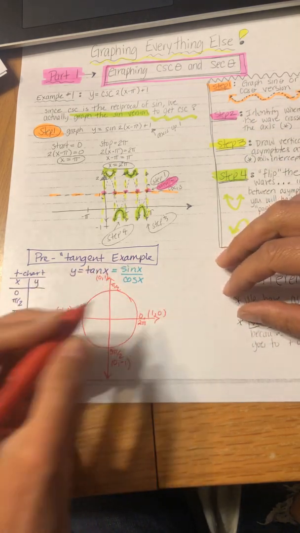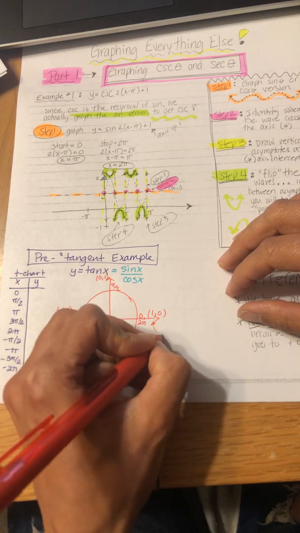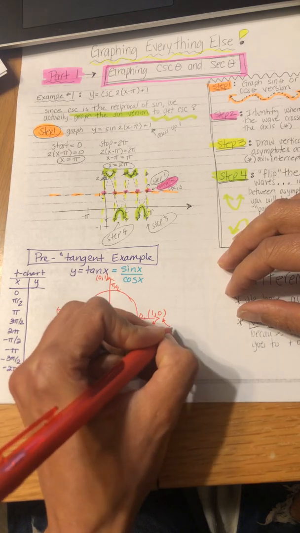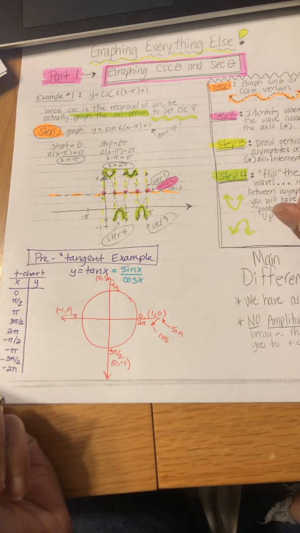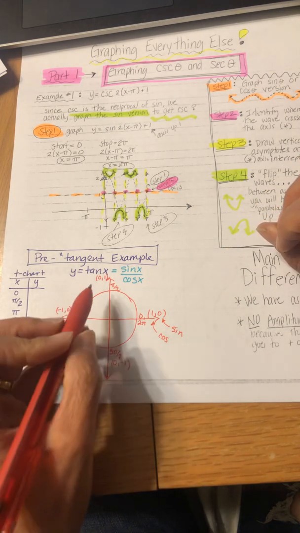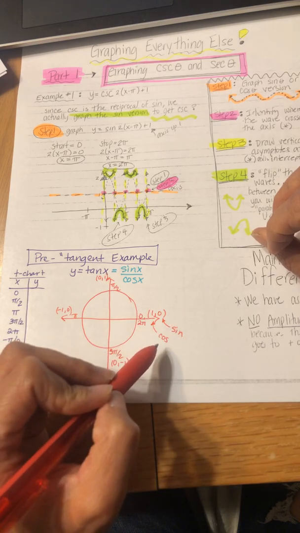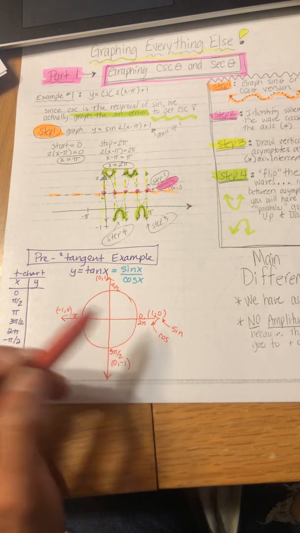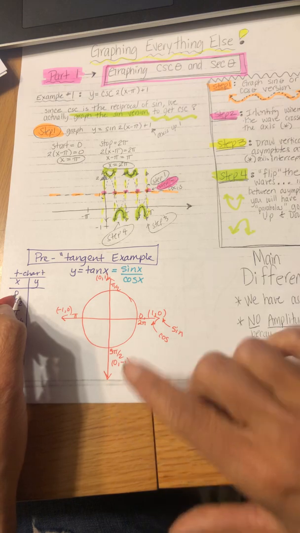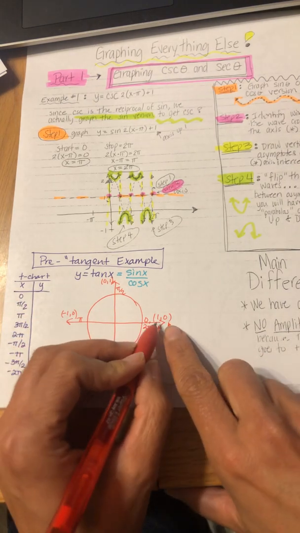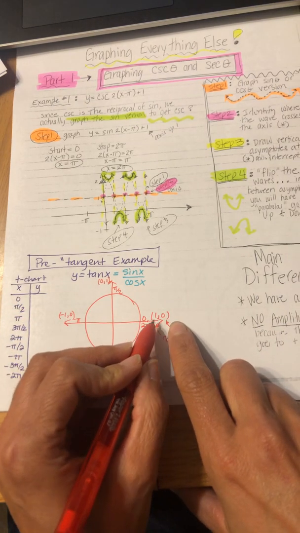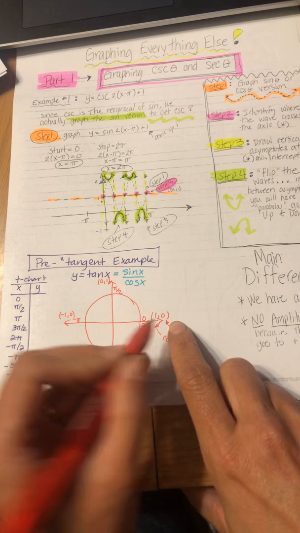So remember, again, like I was saying, the x value is cosine, the y value is sine. Okay? So for tangent, to find the tangent, we would have to take the sine and divide it by the cosine. Okay? All right, so let's start with at 0. At 0 degrees, we are at the coordinate 1, 0. So 0 divided by 1 is 0.